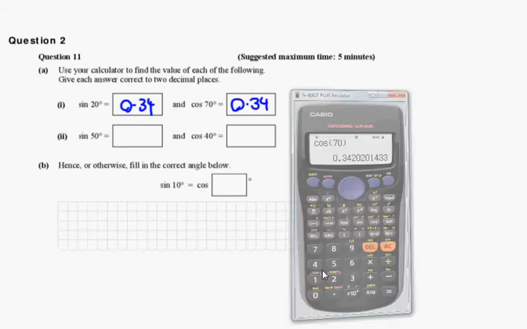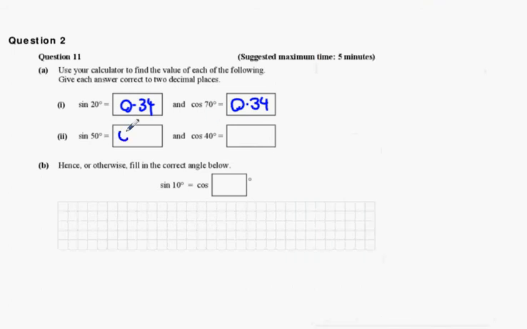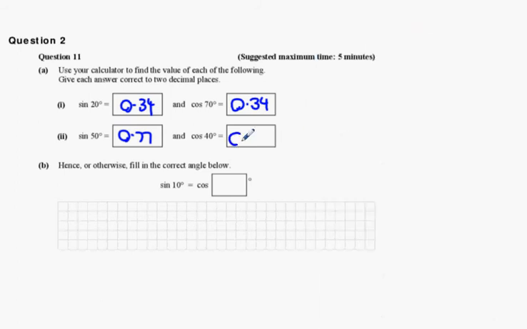What about the next one? What's sine 50? 0.77. Yeah, it's okay when you round it off. What's cos 40? Okay. Can anybody see a trend? Sine 20 equals cos 70. Sine 50 equals cos 40. Can anybody make a prediction what sine 10 is going to be equal to?